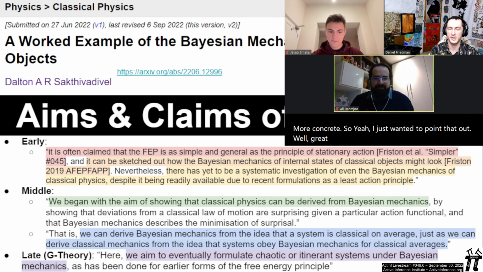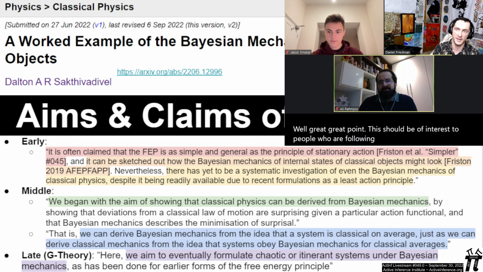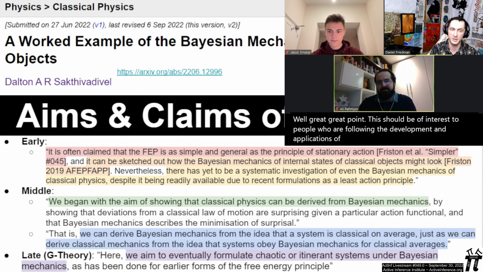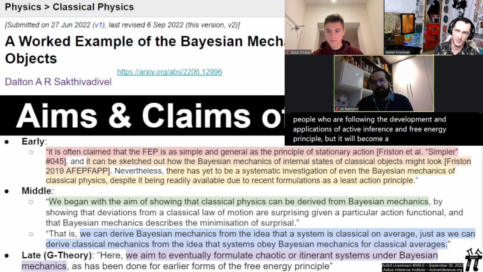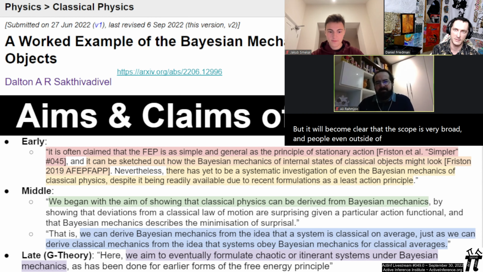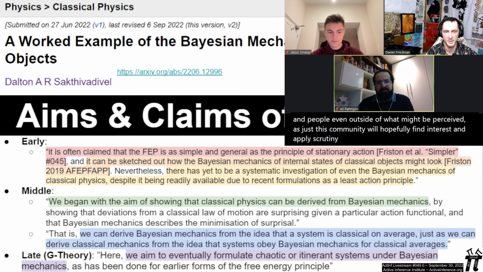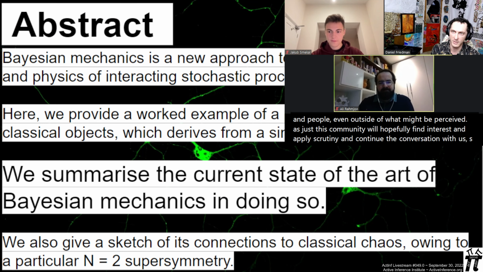Great point. This should be of interest to people who are following the development and applications of active inference and the free energy principle, but it will become clear that the scope is very broad, and people even outside of what might be perceived as just this community will hopefully find interest, apply scrutiny, and continue the conversation with us. So somebody may read the abstract.